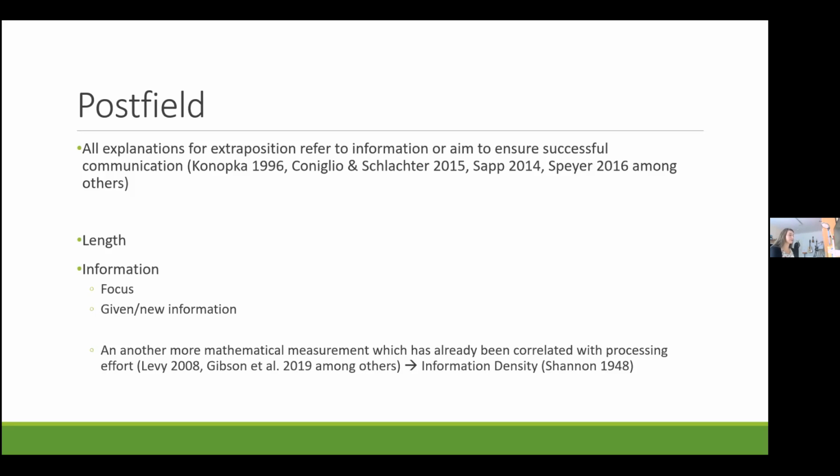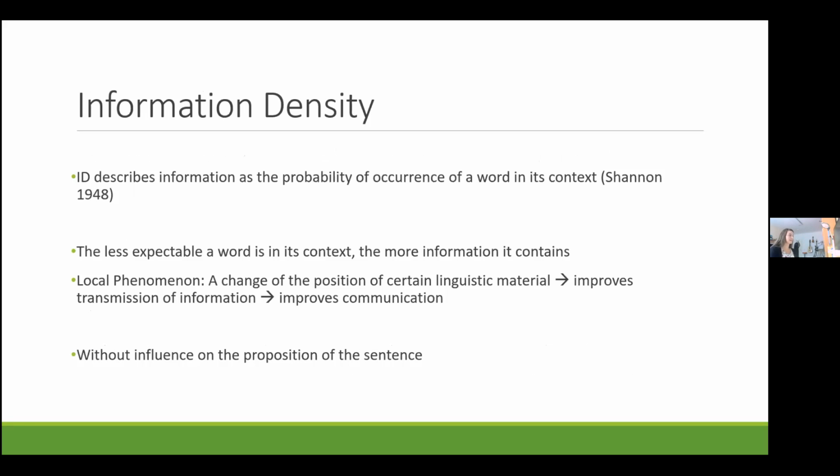We want to propose a different informational approach, which is a bit more mathematical and which has the advantage that it has been well correlated with processing efforts and is usable for corpus data as well. So we want to present information density to you. Information density basically describes information as the probability of occurrence of a word in its context. So the less expectable a word is in its context, the more information it contains.